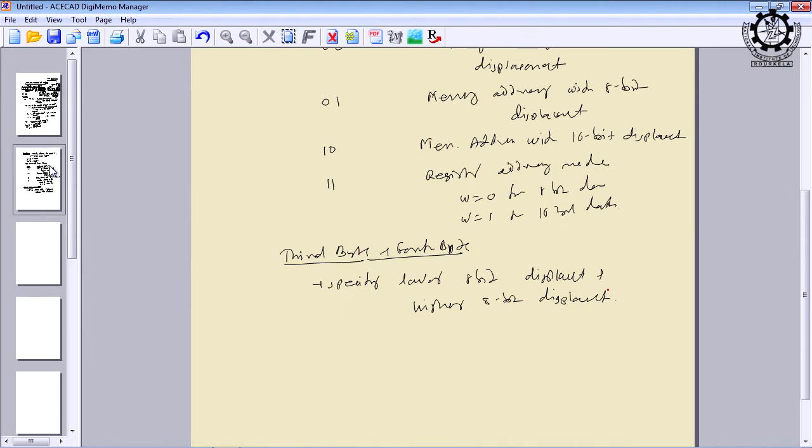Okay, so the third and fourth bytes indicate the lower 8-bit displacement and the higher 8-bit displacement. That means the opcode and other information are usually available in the first two bytes, the first byte and the second byte, and the remaining bytes are used for the displacement and operands. Okay. So, similarly, we have the fifth byte and sixth byte.